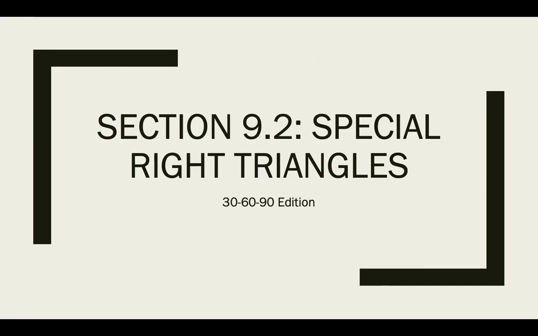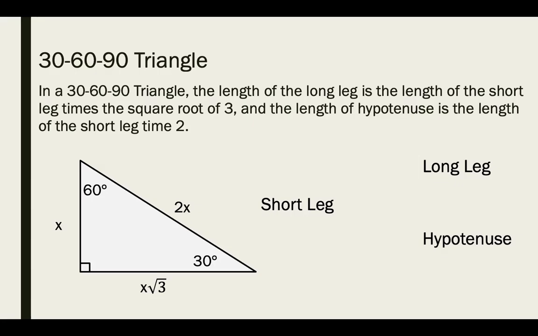All right, this video is part 2 of section 9.2, talking about 30, 60, 90 triangles, the other type of special right triangle. In a 30, 60, 90 triangle, unlike a 45, 45, 90 triangle, we have legs that are different lengths of each other. And that's because those angles are different. We have a 30-degree angle and a 60-degree angle.